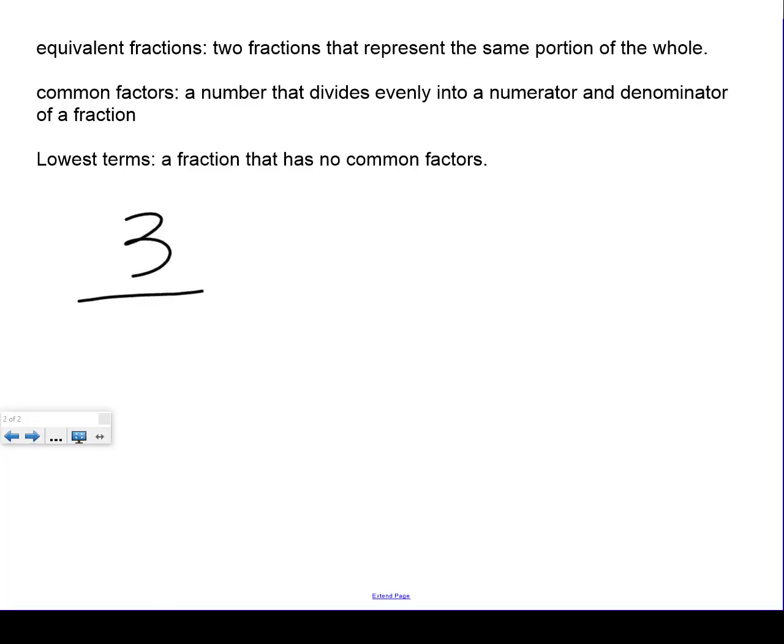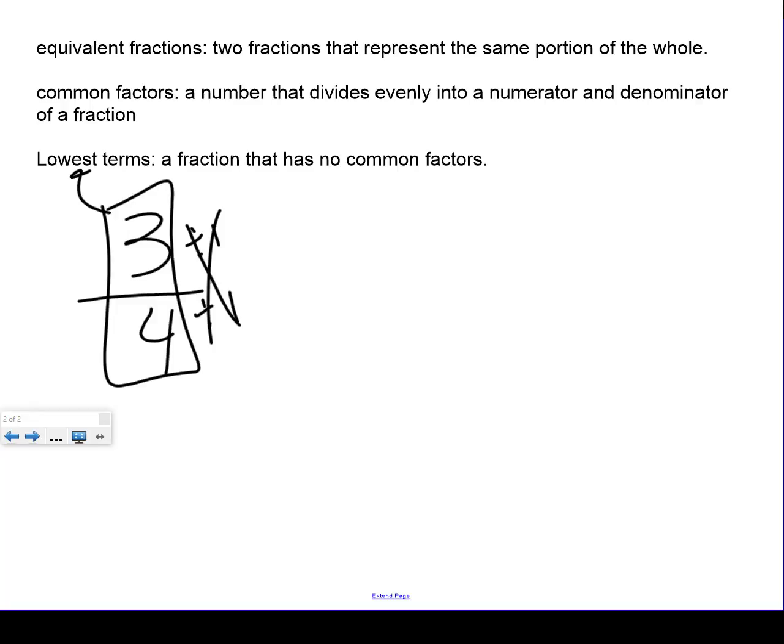If I have the fraction 3/4, I can't find anything to divide into 3 and 4, right? I have to pick the same number because that's what a common factor would be, besides 1. Because how did I get 3? 1 times 3. And how did I get 4? 1 times 4, or 2 times 2. But 2 and 4 do not go evenly into 3, so I can't choose any of those numbers. And notice that when I divide by 1, it doesn't change anything. So I know that 3/4 is in lowest terms because they have no common factors.